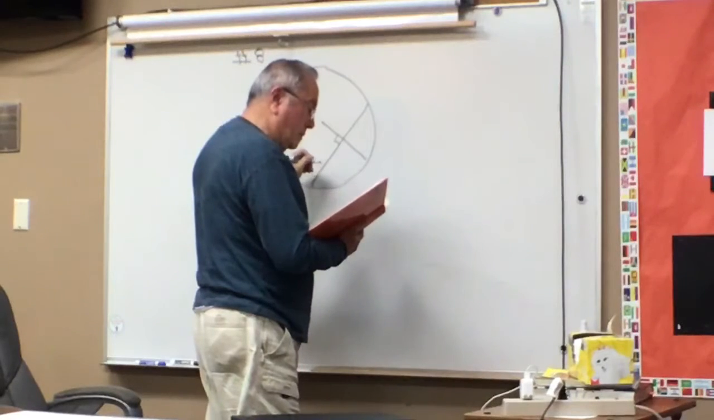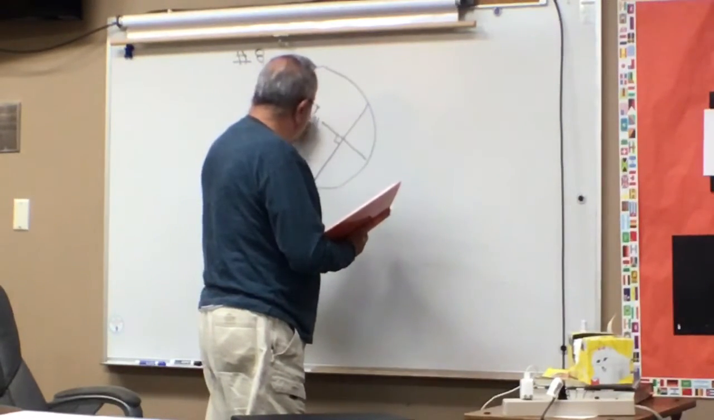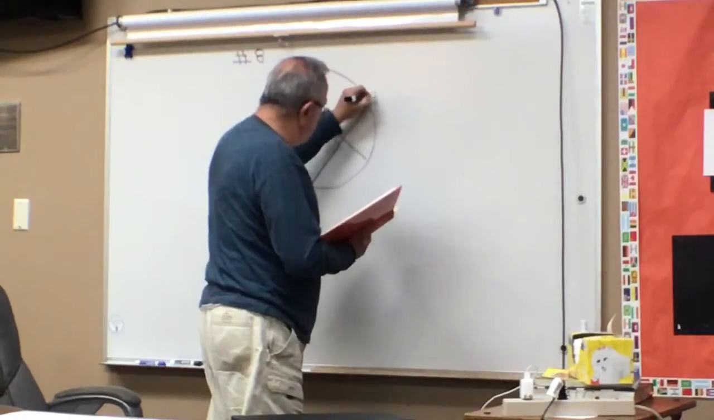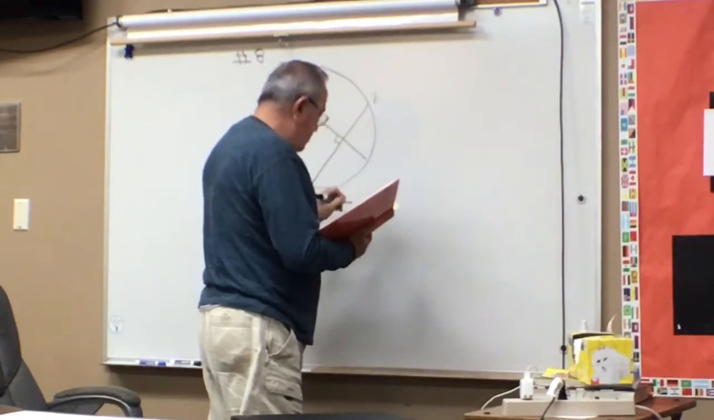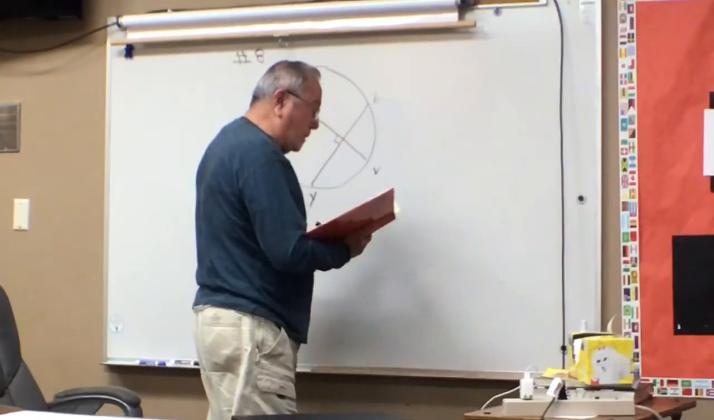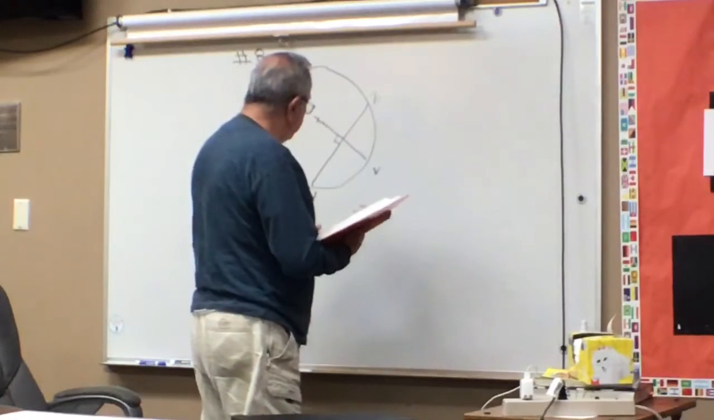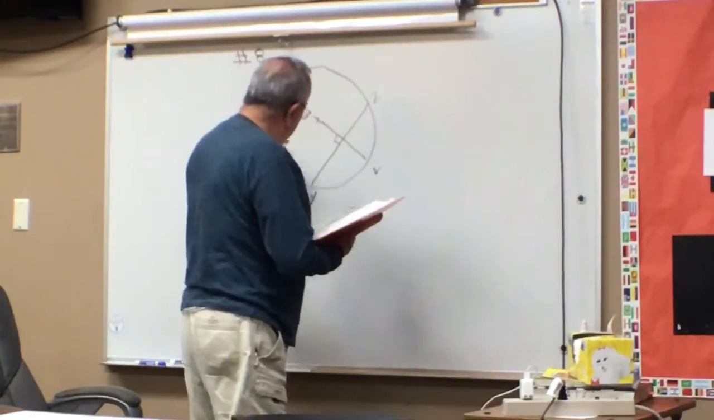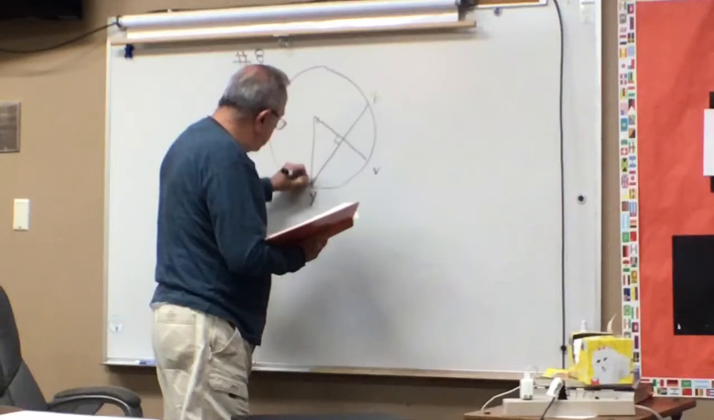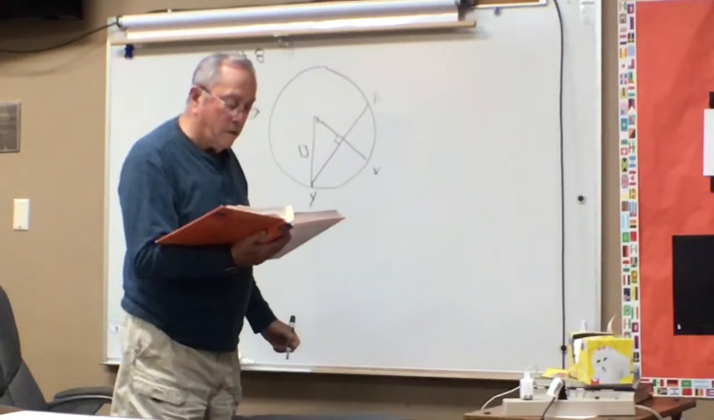Looks pretty good. X, W, Z. This is X, that's W, that's Z. This is V, and this is Y. And they give you, it says the radius is 13. Well, they give you this, so here's your radius. So they give you this is 13.